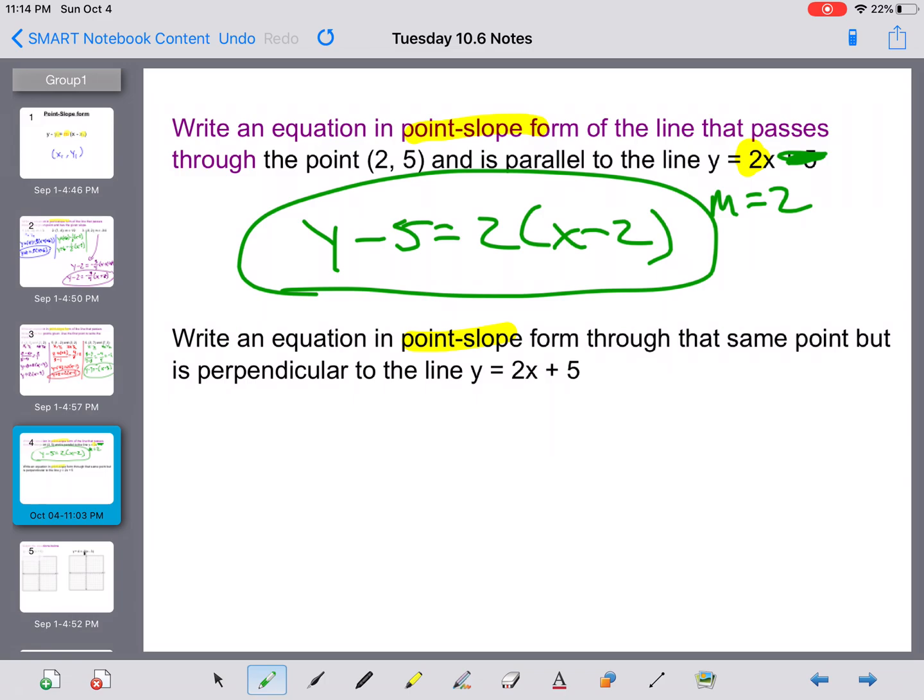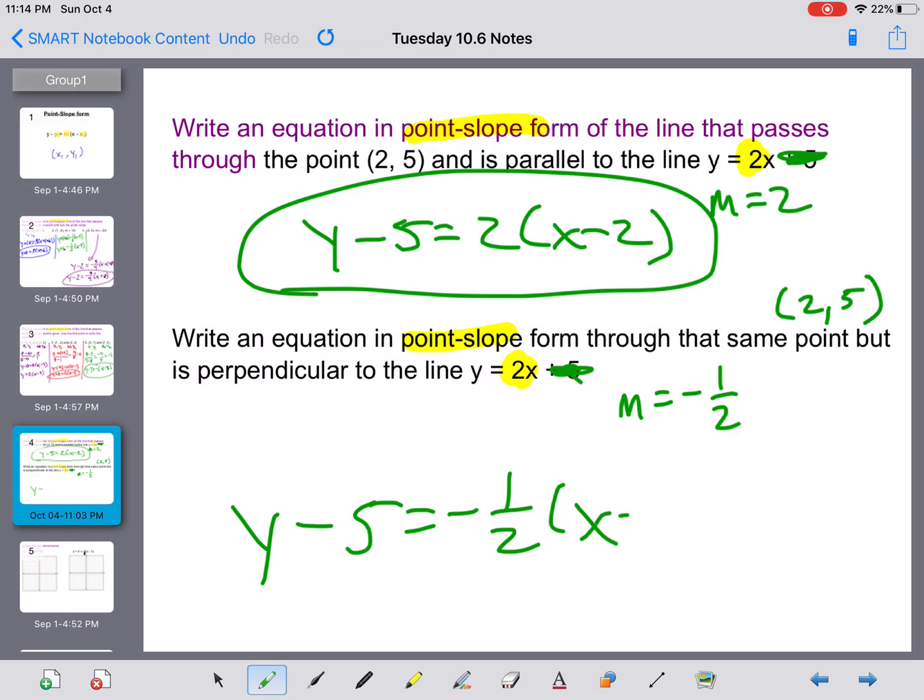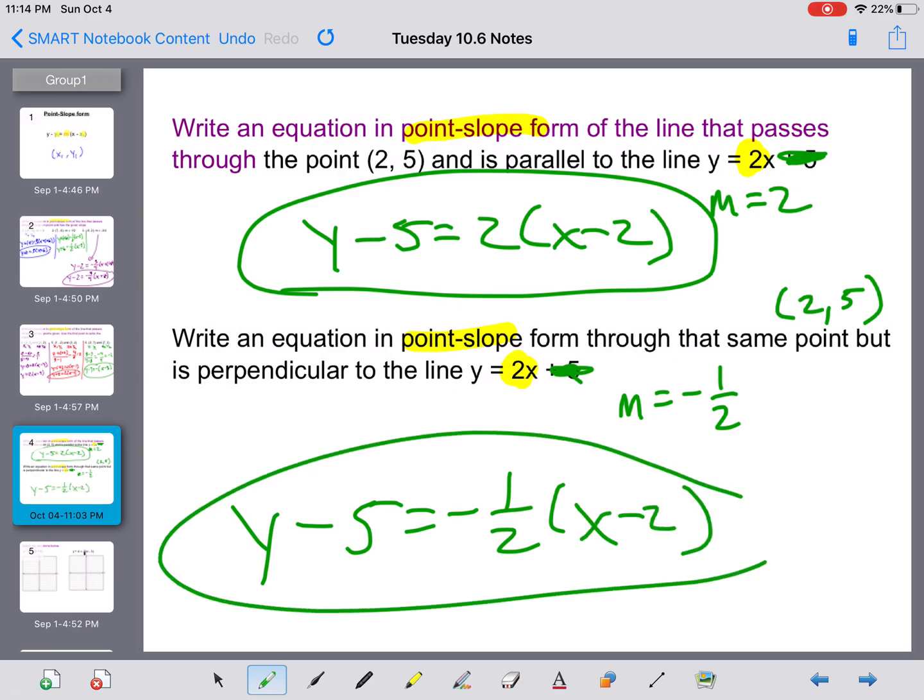And then the second equation is saying something in the same point, so we're still using 2, 5, but we want something that's perpendicular. So again, we don't care about this. All we care about is the 2. But perpendicular, we're going to say that it's the opposite reciprocal. And so we're going to end up with y minus 5 is equal to negative 1/2 x minus 2. And that would be our equation there.